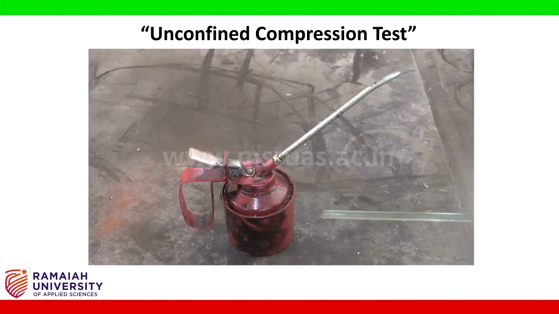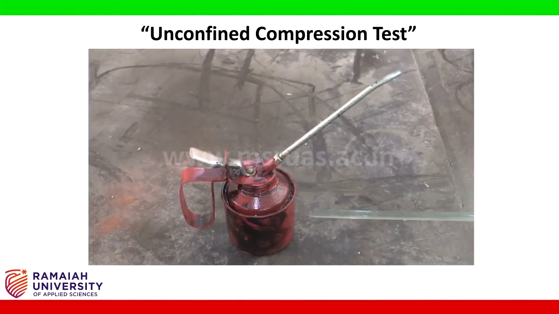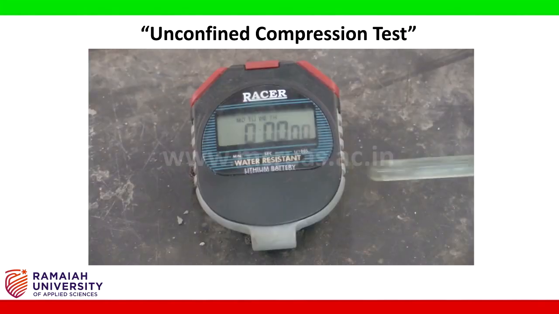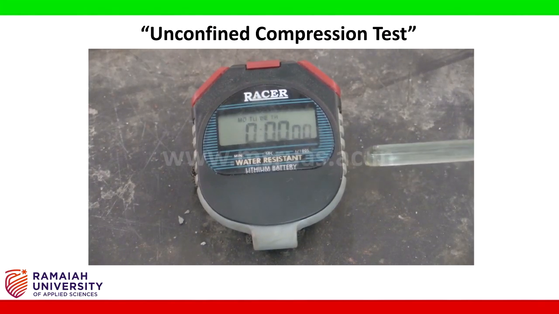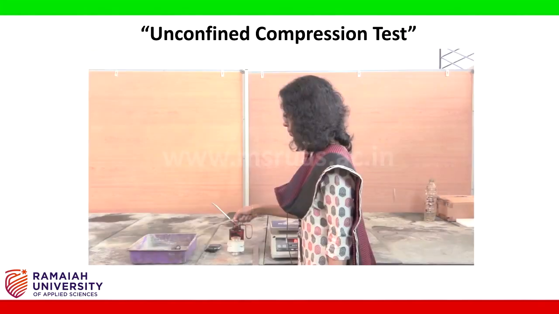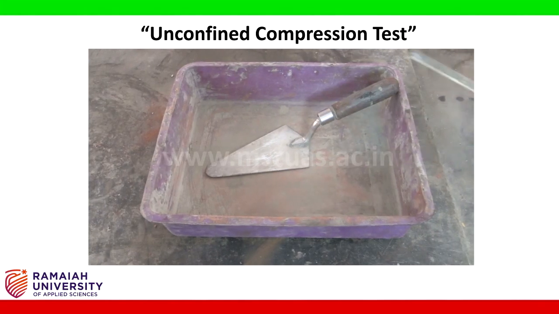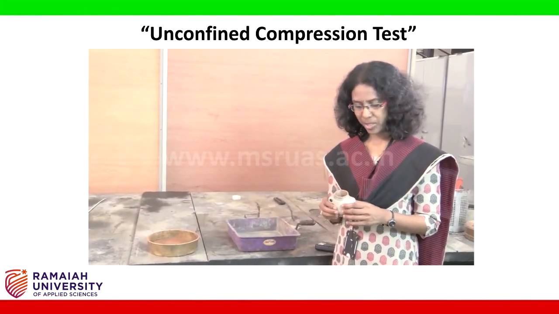An oil can is used to grease the mold, as the inside surface of the mold has to be greased thoroughly. A stopwatch is used to measure the time while taking the readings. The tray and the trowel are used to collect the soil sample. Now let us start the experiment.